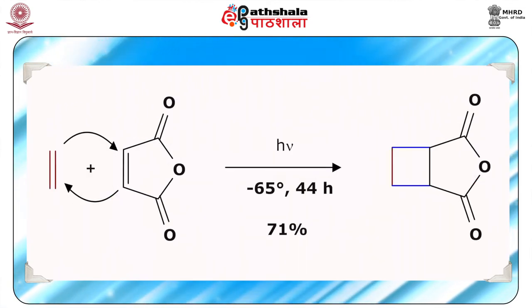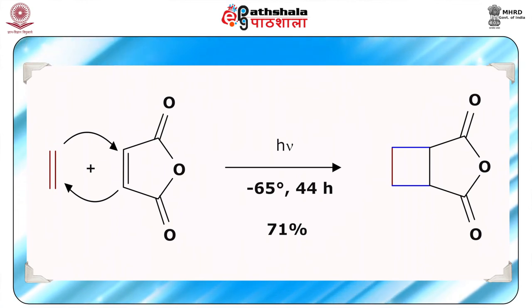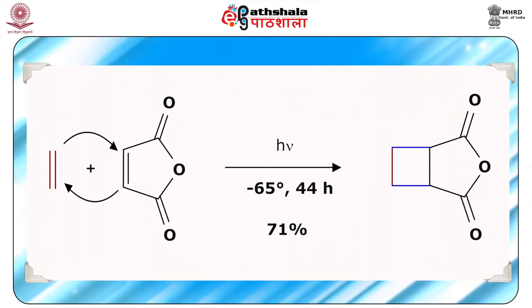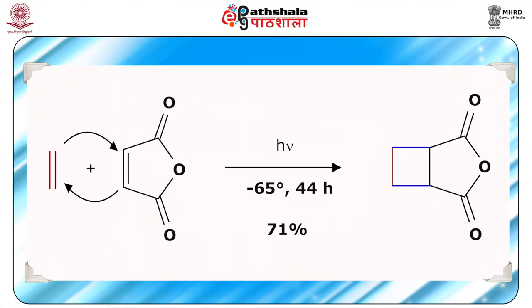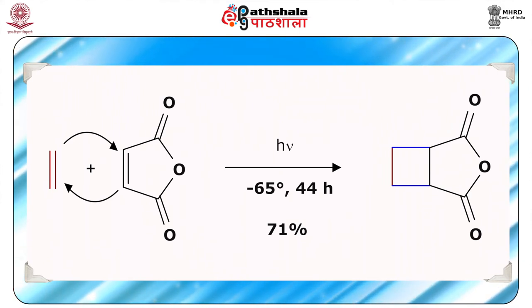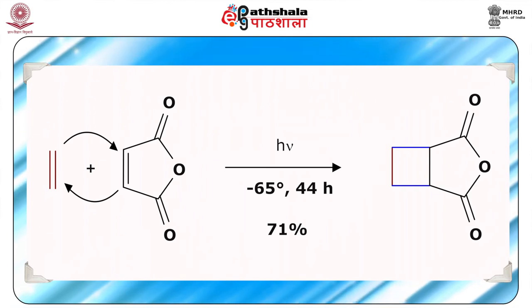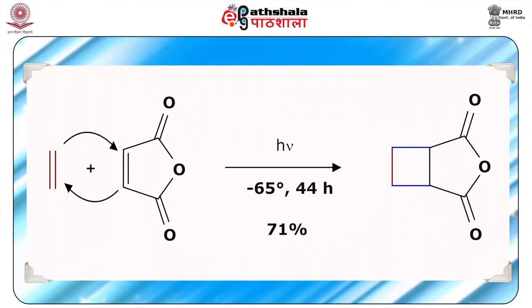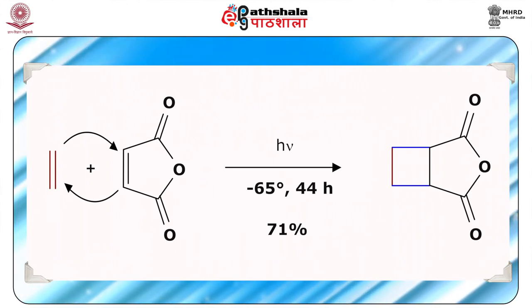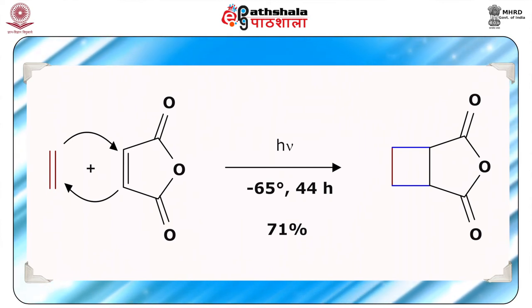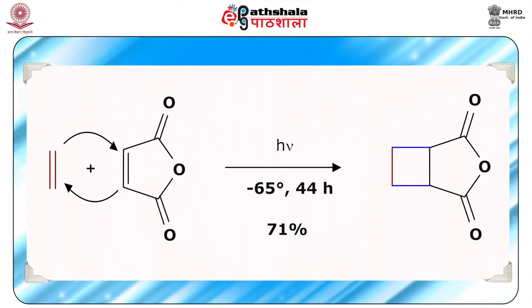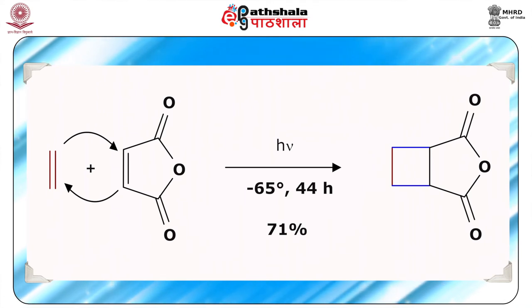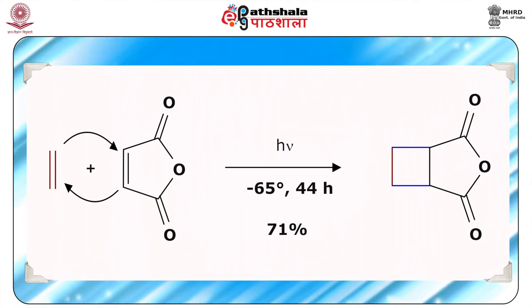A thermal pericyclic cycloaddition is allowed if the total number of electrons is 4n+2, where n is an integer. When the electron count is 4n, then the reaction is forbidden. For photochemical cycloaddition, the reverse is true, that is, if the total count is 4n, then the cycloaddition is feasible. As a result, alkenes give 4-member ring in photocycloaddition by self-coupling or by cross-coupling.